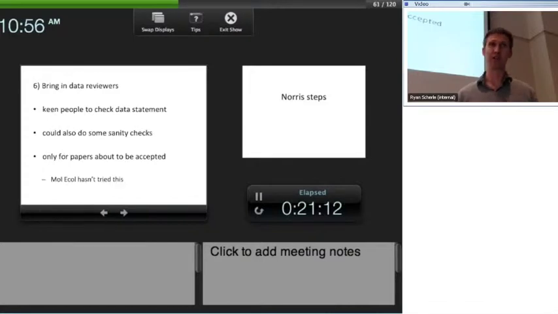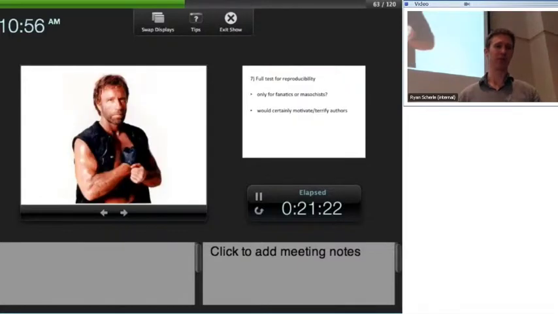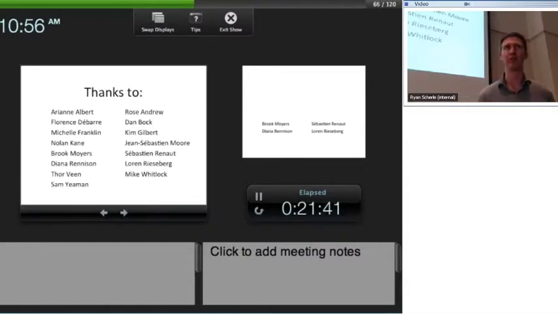Lastly, bring in data reviewers. This is what we're going to talk about this afternoon, so if you leave that, we haven't applied this to Molecular Ecology. And then we have Chuck Norris level steps: we do full tests for reproducibility. Only fanatics and masochists may attempt this before peer review. It would certainly motivate or terrify authors into submission if they knew their paper was going to be completely gone through and repeated. Anyway, I'd like to thank these people who helped with the data collection of the first two steps.